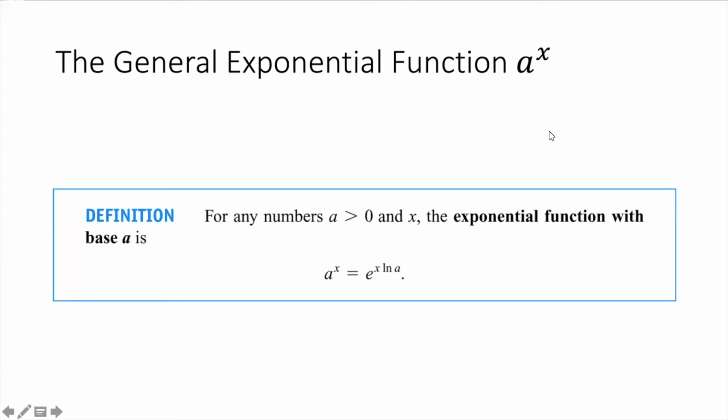Hi, everybody. We're continuing with section 7.3. So now we're ready to define the general exponential function a to the x for any numbers a and x, both greater than 0. The exponential function with base a is a to the x equals e to the power x natural log a. And I'm sorry, I misspoke a second ago. x does not have to be greater than 0, just a has to be greater than 0. So a greater than 0, and x can be any real number.